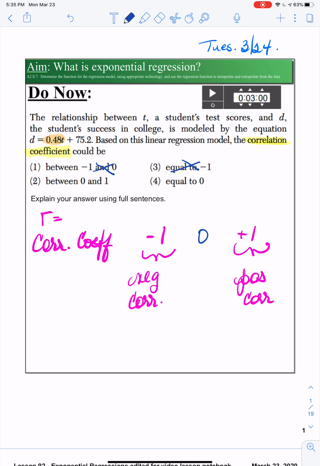If it's equal to 0, that means there's absolutely no correlation whatsoever. And obviously, just from the problem itself, you should realize that it would be a correlation between a student's test scores and the success in college. So we know there is a relationship there, which would mean that 2, between 0 and +1, is the answer. Okay? Again, it's +1 because the slope is positive, therefore there is a positive relationship going on there. Okay? Hopefully you understand that. If you don't, you can let me know.